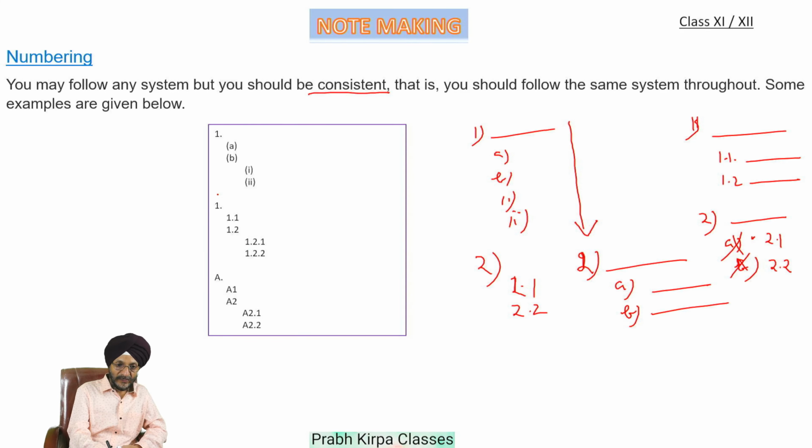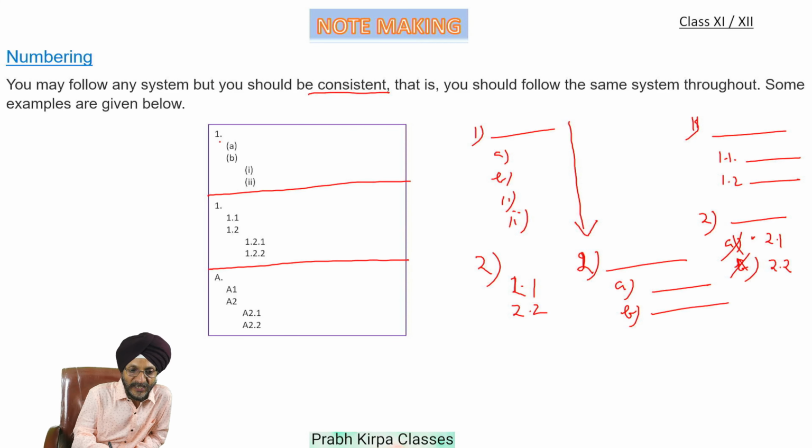Here are some numbering formats which you may follow, such as 1A, 1B. Then after that, you will have to follow 2A, 2B. If you are using this type of numbering, 1, 1.1, 1.2, then when you come next time to heading 2, you will mention 2, 2.1, 2.2.